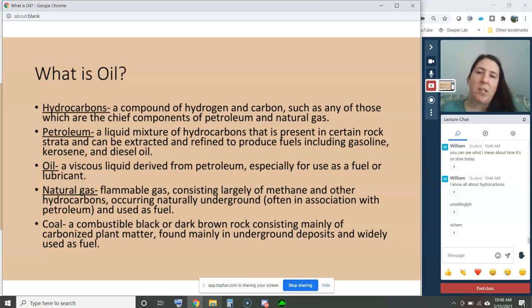And then coal, which we won't be talking too much about in this course, but I figured I would include it on this list anyway. This isn't a term that you have to know for this course, but it's a combustible black or dark brown rock consisting mainly of carbonized plant matter. And this is found in underground deposits and widely used as fuel as well. Coal is more of a land-based product, so we don't cover it extensively in this course because, of course, this is a coastal oceanography course, and coastal oceanography is generally, in terms of fuel extraction, concerned with oil and natural gas. So that's the main focus here.